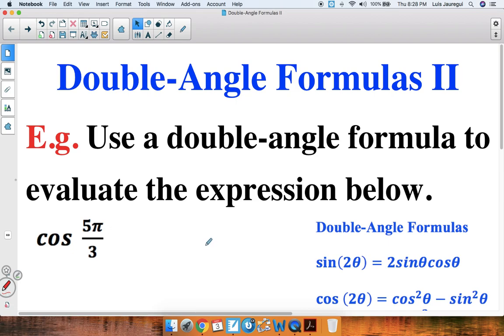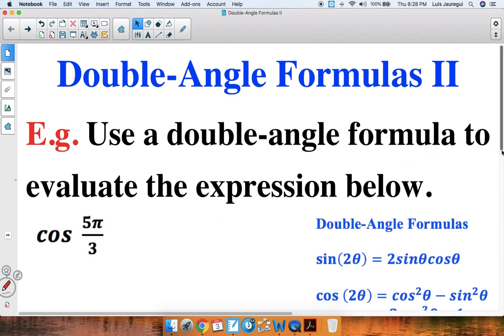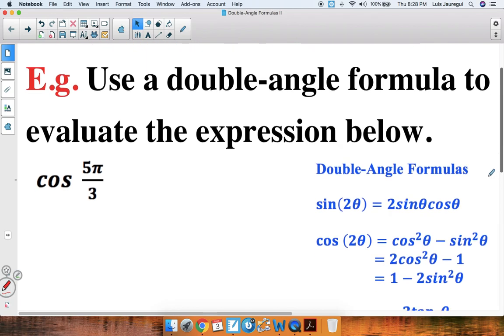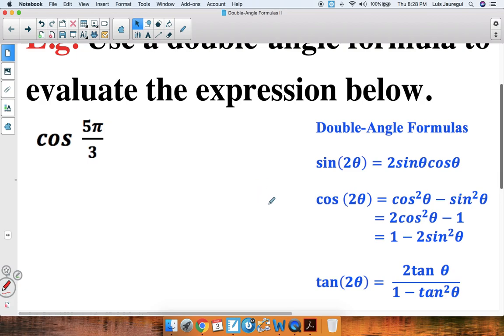Use a double angle formula to evaluate the expression below, cosine of 5 pi over 3. Let's go ahead and select the double angle formula that we will be using. Since we're dealing with cosine, let's select the formula involving cosine. Now notice that this formula has an input of 2 theta, so we are going to match this 5 pi over 3 with the 2 theta.